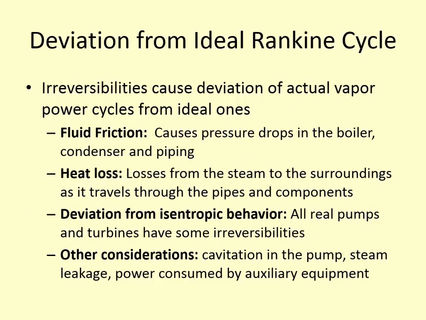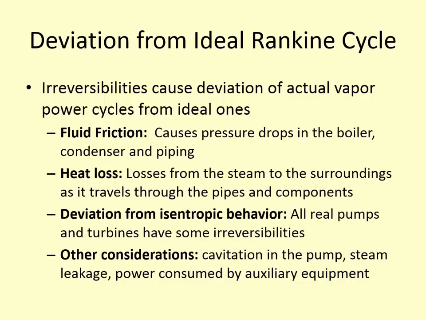So let's talk about now, we've looked at the ideal Rankine cycle. In reality, our pump is not isentropic and our turbine is not isentropic and we have head losses within our pipes. So there's certain things that cause the actual vapor power cycle to be slightly different from an idealized one. So friction, heat loss, deviation from isentropic behavior, and then any other considerations that might be like the pipe has a crack in it and there's steam leaking out. Or maybe there's auxiliary equipment that's being used to measure things within the power plant. Or there's cavitation in the pump, or there's impingement in the turbine.